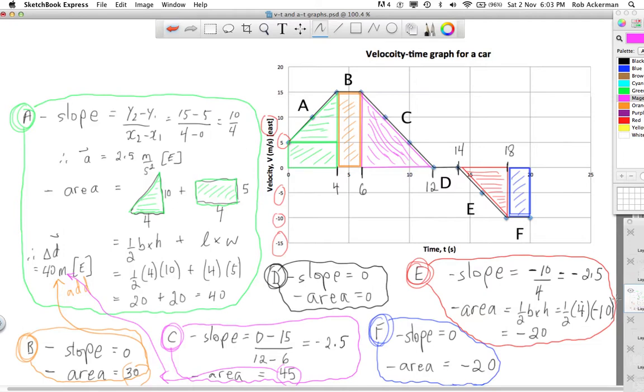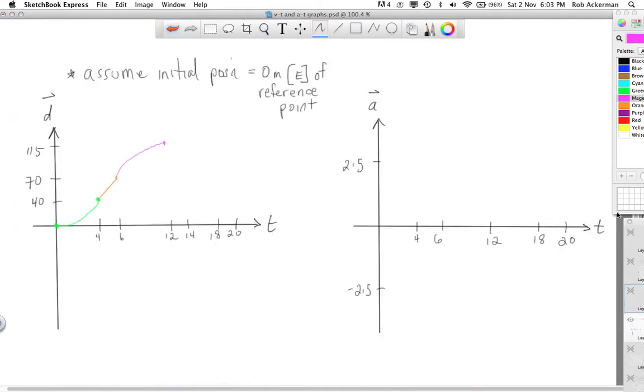That's D. What does a stop look like? Well, in a position graph, a stop looks like a horizontal line. So for 2 seconds, I am stuck at the same position. I don't move. My position stays steady, horizontal line.